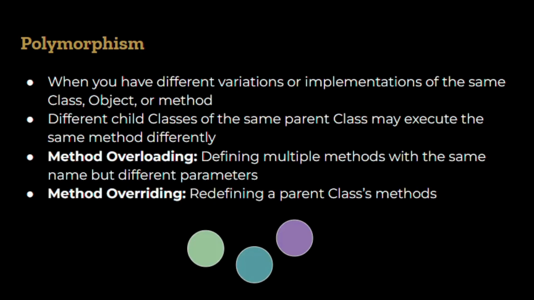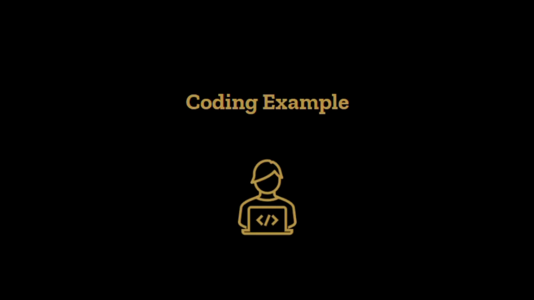Method overloading is a form of polymorphism in which you define multiple methods with the same name but different parameters, allowing objects to act differently under different contexts. Method overriding, on the other hand, redefines how a child executes its parent's methods entirely, even if it has the same number and type of parameters.